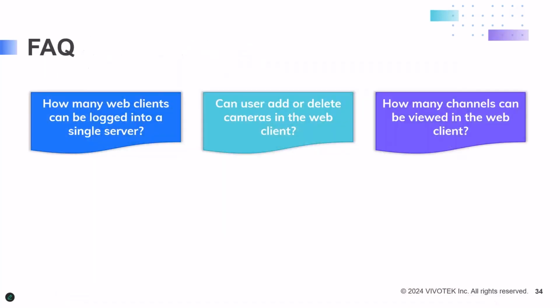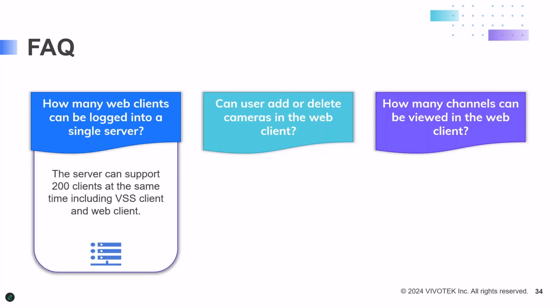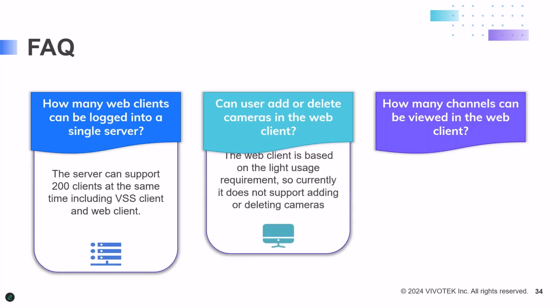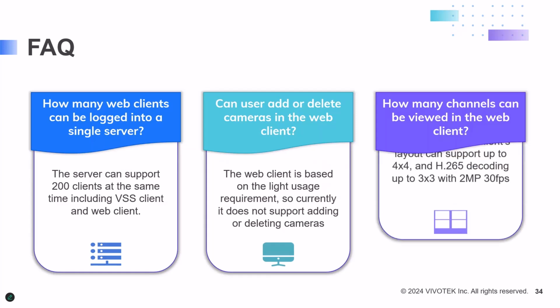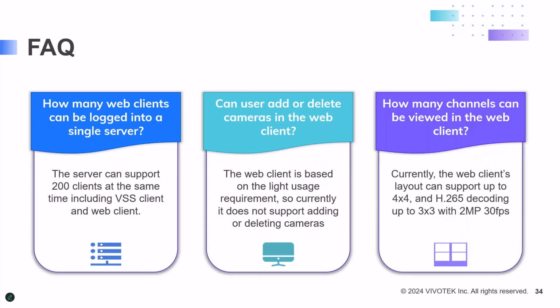Now, what are some frequently asked questions that we're receiving on this? How many web clients can be logged into a single server? The server can support 200 clients at the same time, including the VSS client and also our web client. Can a user add or delete cameras in the web client? The web client is based on the light usage requirement, so currently it's not going to support adding or deleting any cameras. And then how many channels can be viewed in the web client? It'll support up to a 4x4, but if you're going to be using H.265 decoding, 2 megapixel cameras and 30 frames per second, then the max it's going to do is 3x3.